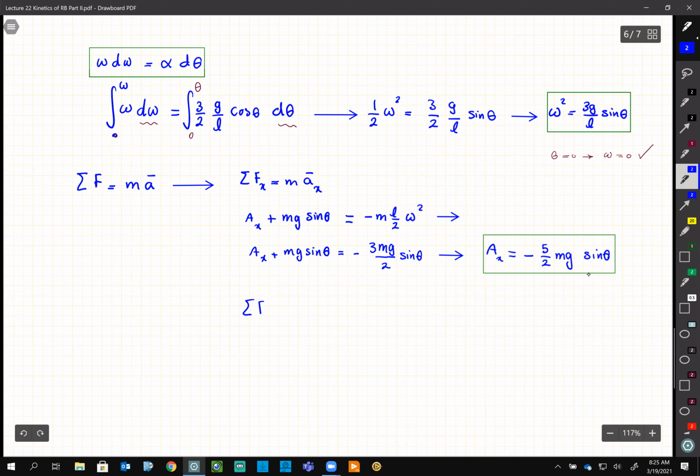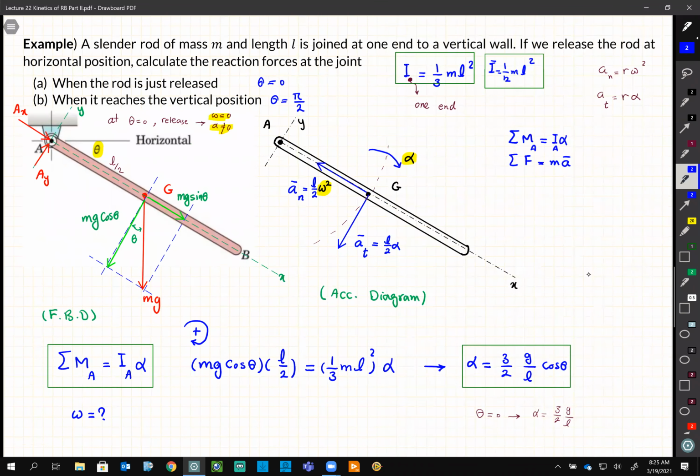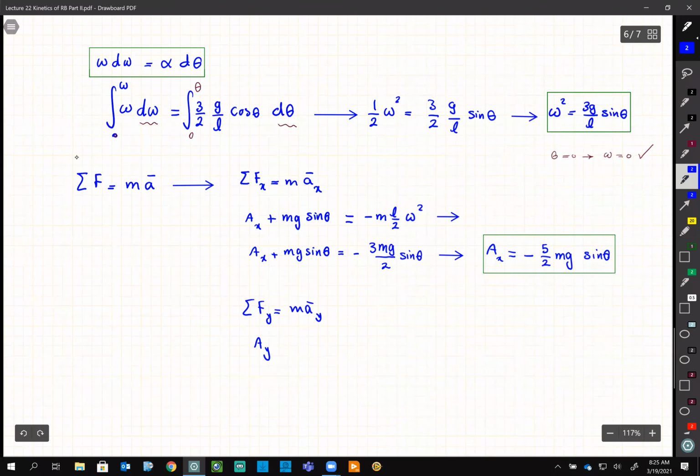Let's do the same for the sum of the forces in y direction is equal to m a bar y. So again, whatever I see on the diagram, I have Ay. Let's move back one slide. So in y direction, let's take a look together. I have Ay is positive. Then I have mg cosine theta. It is in the opposite direction of y direction. And then acceleration seems to be positive. It is in the direction of y. Okay, so again, whatever we see in the y direction. Ay minus mg cosine theta, right, is equal to minus m L over 2 alpha. And you guys are responsible to check my calculation that I haven't missed anything.